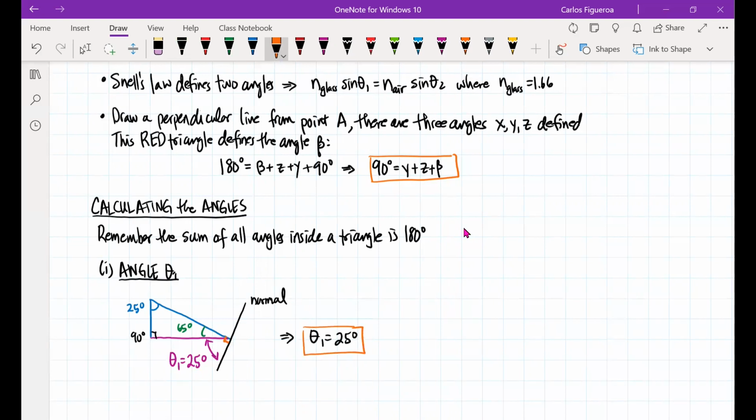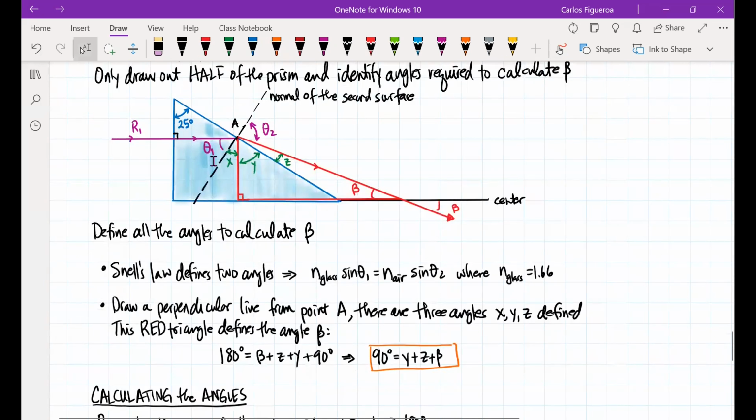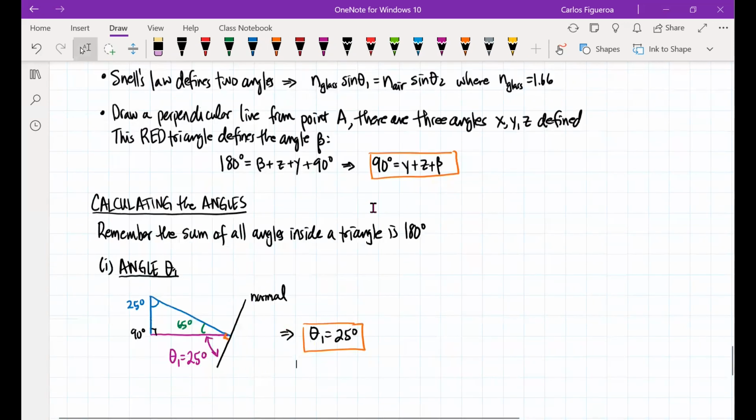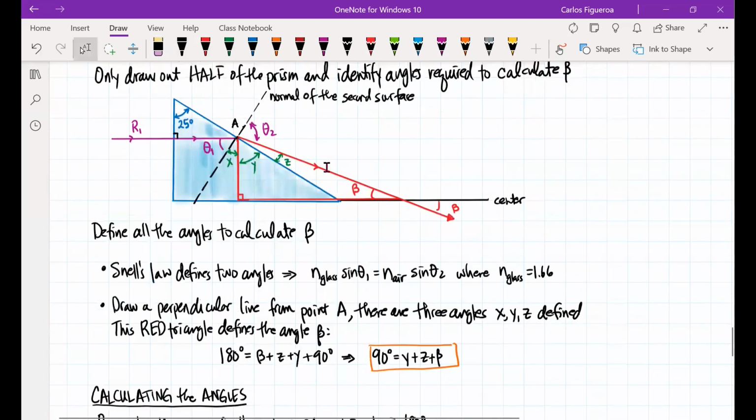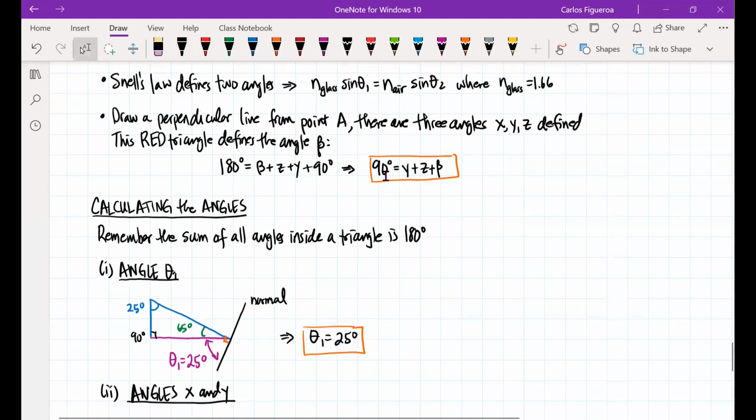So now the next angle that I'm going to calculate, note that if I know what theta 1 is, I could get x and y quite easily. So let's do that. Our next step is to calculate angles x and y using the same principles. So now look what happens. I know what theta 1 is, and look at that right triangle right there.